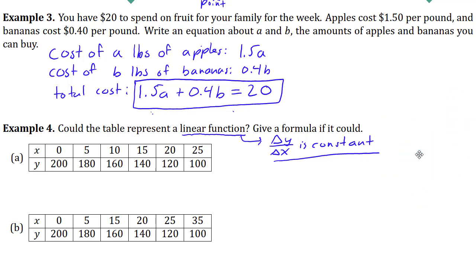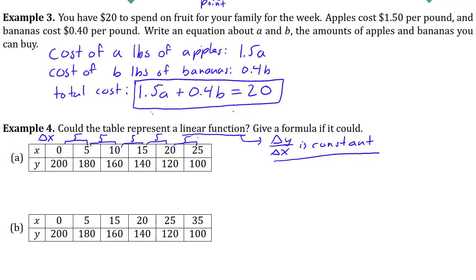All right, so let's look at this. Here, I'm going to make a little row of delta x's. From 0 to 5, the change in x is 5. If you go from 5 to 10, it's increasing by 5. If you go from 10 to 15, it's 5. If you go from 15 to 20, it's 5. If you go from 20 to 25, it's going up by 5. So the change in x here is always 5.